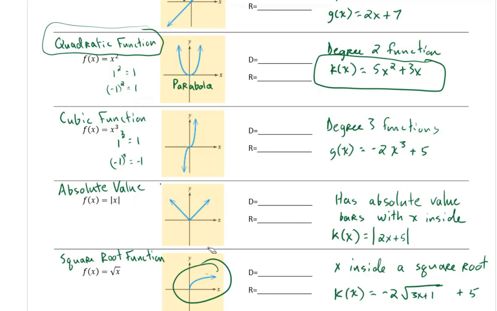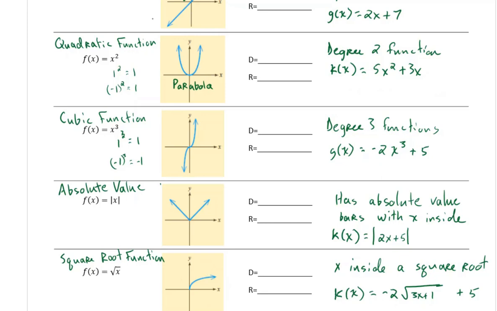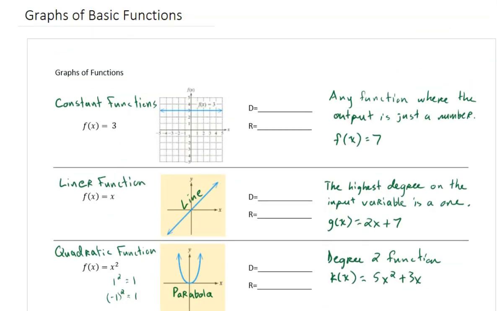This is one of the few times in math where I tell you, you just need to flat out memorize this stuff. So work on memorizing all of these different basic graphs, what they look like, what their names are, and how it is you can recognize them just given the equation, or what I've been calling the function rule.